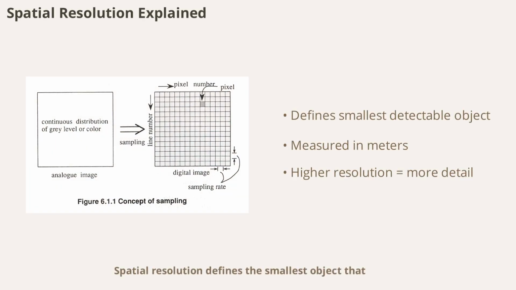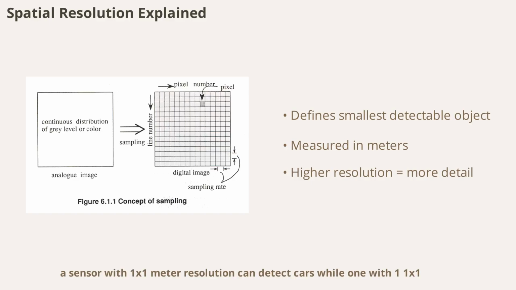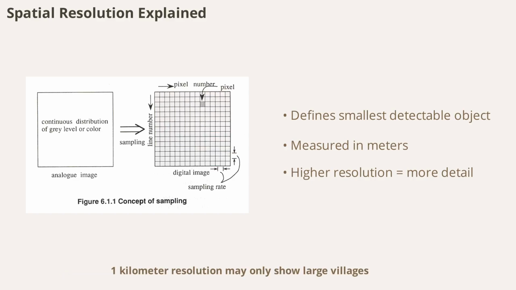Spatial resolution defines the smallest object that can be detected by a satellite sensor. It is usually measured in meters and represents the area covered by a single pixel on the ground. Higher spatial resolution means greater detail, allowing for the detection of smaller features. For example, a sensor with 1x1 meter resolution can detect cars, while one with 1.1x1.1 kilometer resolution may only show large villages. Choosing the right spatial resolution is crucial for meeting the needs of specific applications.